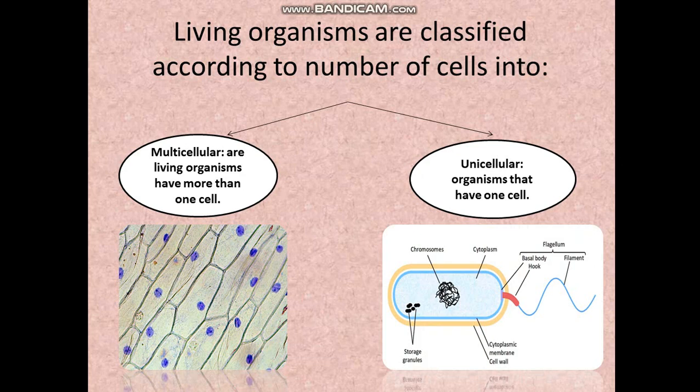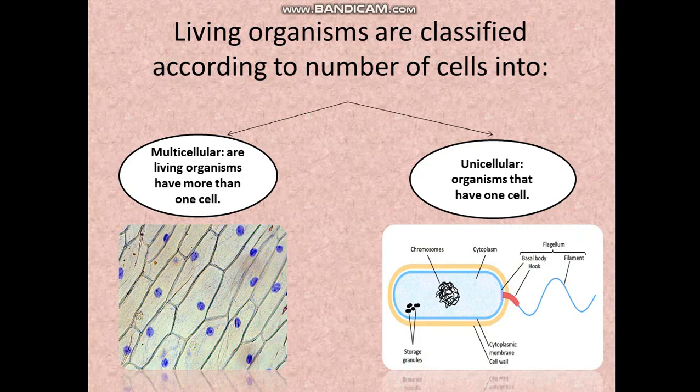They are organisms which have more than one cell. Again, organisms which have more than one cell. And unicellular organisms are organisms that have only one cell. So again, we classified the organisms by the number of cells into multicellular and unicellular.